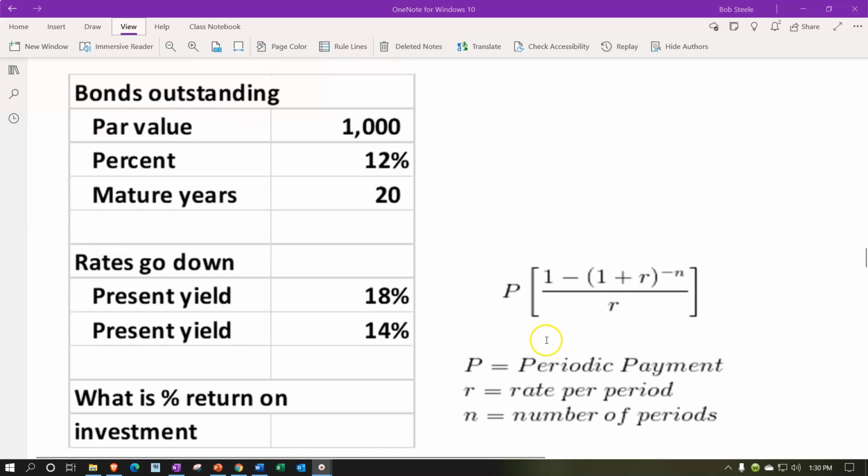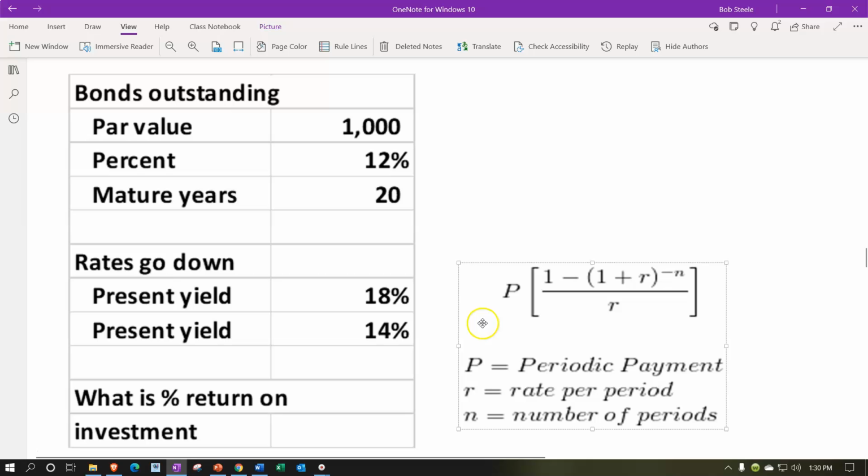Now we're back to the second part. So now we're at the 14%. 14% is the new rate. Nothing else is going to change. And now we're considering selling it at this point in time. What would we be willing to sell our bonds at if we think the market rate is 14%? Well, let's do our calculation again.